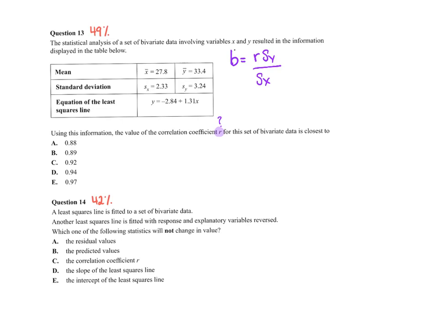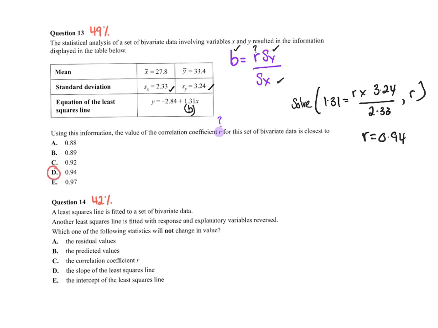Now so this is the question. So we must be able to get these three. And if you have a look, SY is there, SX is there, and here I can see what the B value is. So I can type that in again. I might just use solve again, and I'll go 1.31 equals R times 3.24 over 2.33, and I'll go comma R, and I'll end up with R equals 0.94. So the answer is D. Okay, so you might need to have these formulas handy, know where they are, so you can just quickly get to them.